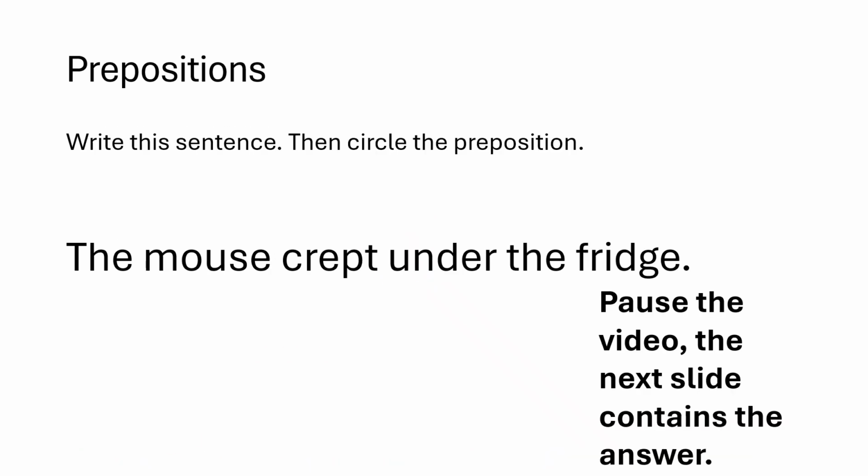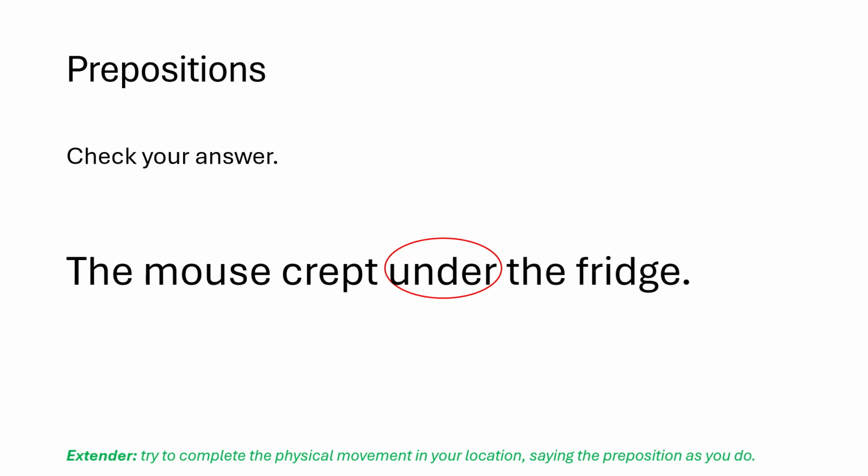Write this sentence, then circle the preposition. The mouse crept under the fridge. Pause the video. The next slide contains the answer. Check your answer. The mouse crept under the fridge. The preposition is under.